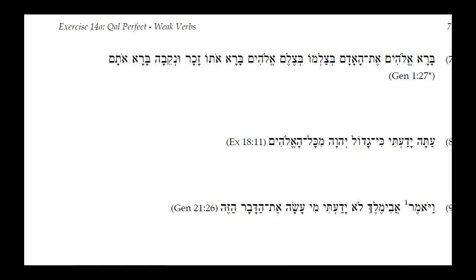Number 9, Vayomer Avimelech lo yadati mi asah et hadavar hazeh. And Avimelech said, I do not know who did this thing. Hadavar hazeh can mean this thing. Davar doesn't just mean word, but it can mean thing or matter. This matter. Vayomer, Qal imperfect, third masculine singular, vav consecutive. If you haven't gone into this yet, that's what that is. Lo is the negative here, and here's the verb. Yadati, the tav, the hirik tells you it's first common singular. Qal perfect conjugation, first common singular from yada.